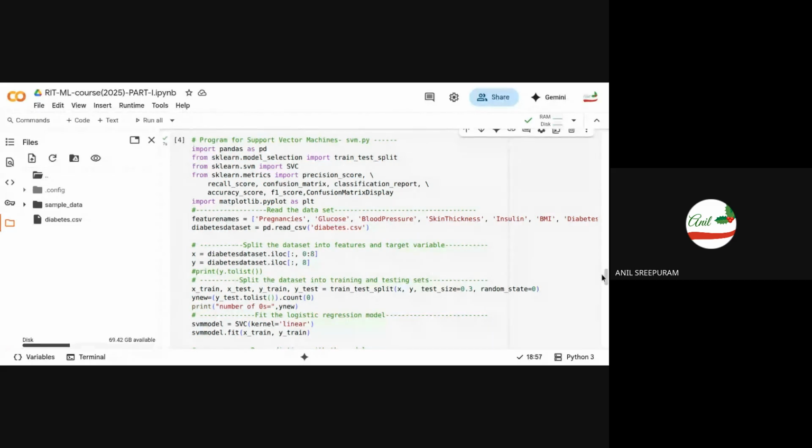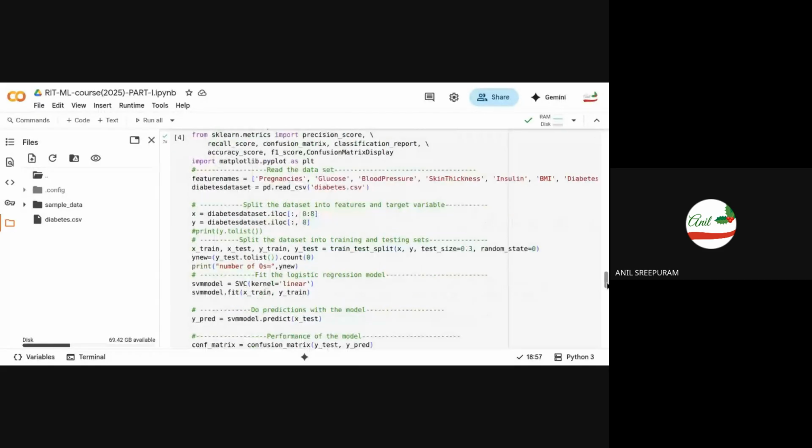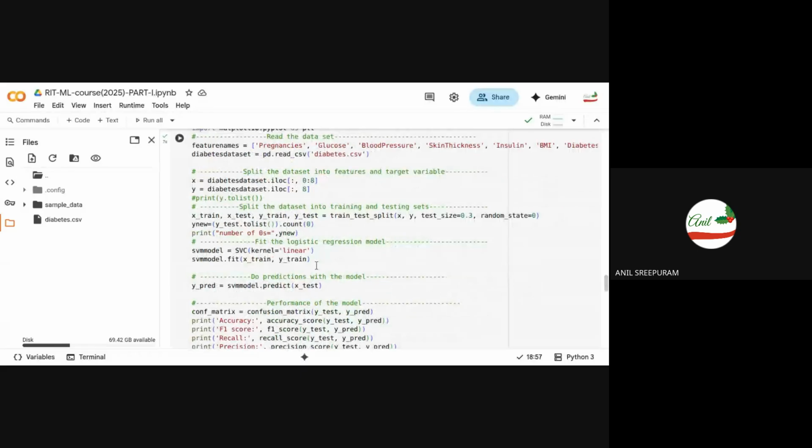Same as done with the previous scikit-learn packages, everything is the same. Pandas, NumPy, everything is the same. Matplotlib, there is no difference at all. The only difference is in the model fitting, where I'll be using this SVM model by means of a function called SVC, and the parameter I give is the linear kernel.